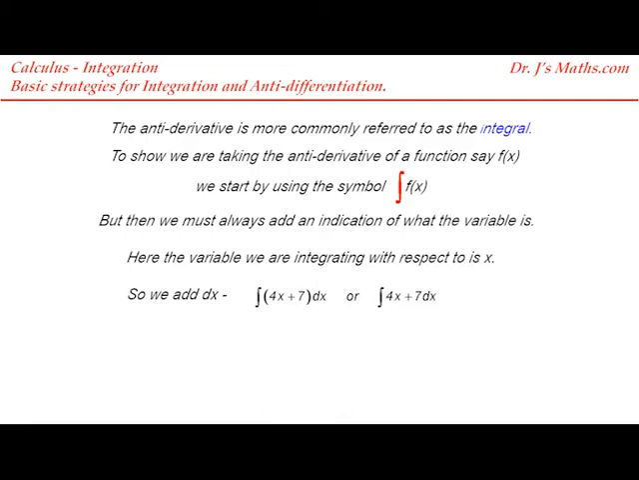And that 4x plus 7 sometimes can be in brackets and sometimes it doesn't have to be in brackets. When it's not in brackets, then we know that everything between the integral sign and dx is going to be integrated. And then we can say the integral of 4x plus 7 with respect to x gives us the answer of 2x squared plus 7x.